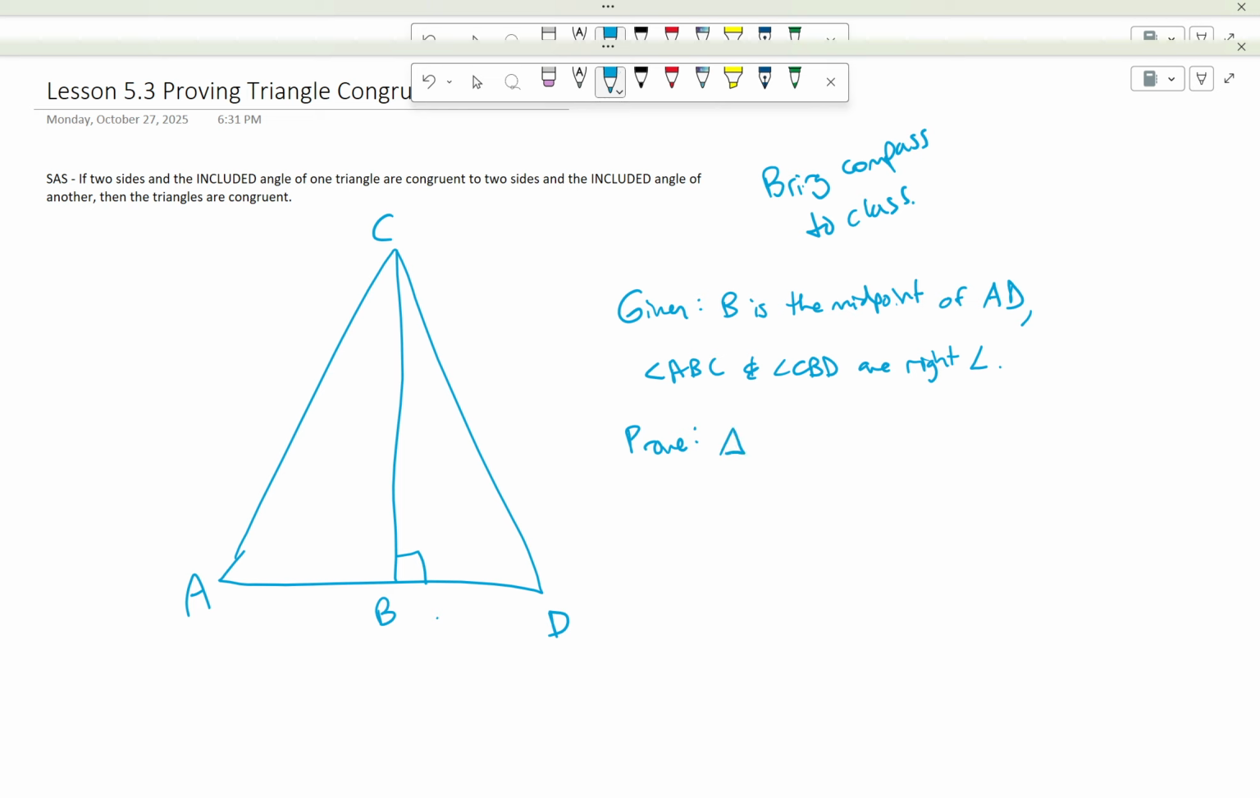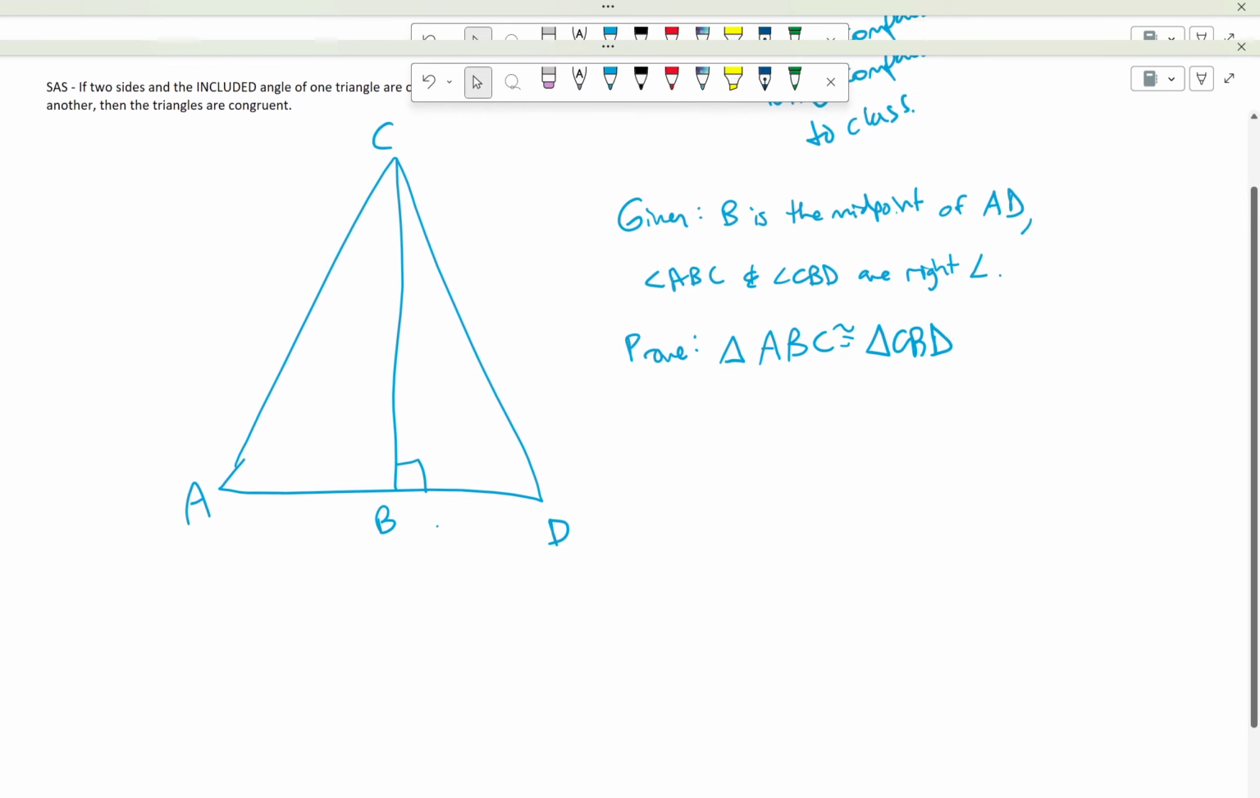We're going to prove that triangle ABC is congruent to triangle CBD. Now, I hope you have some intuition here that these two triangles, this one and this one, are congruent. That's somewhat of a visual, but we need deductive proof that this is the case.